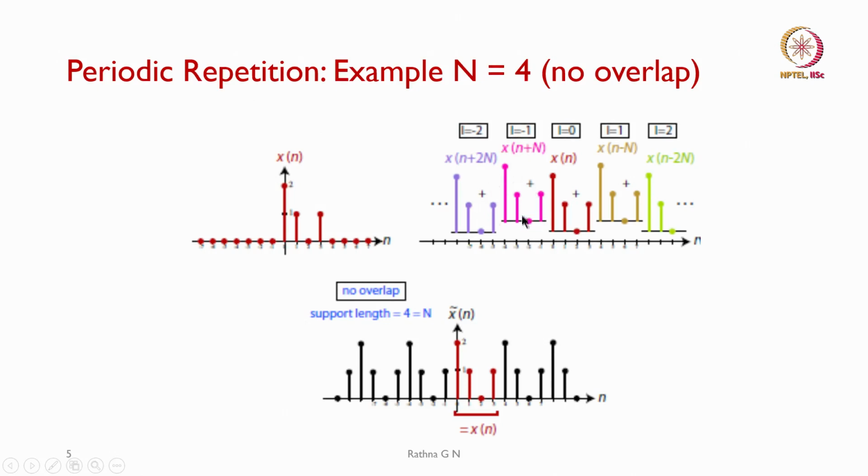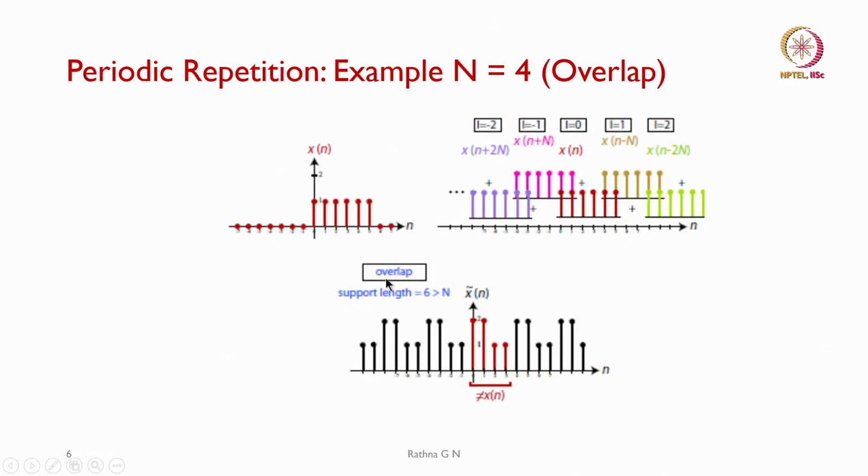So, the 4 samples are repeated here the same way, and then all of them get added, and then we will be seeing that there is no overlap. The support length that we have taken is 4, which is equal to N. So, our x tilde of n, you will be seeing that this is the x of n, and then this is L equal to 1, and this side L equal to minus 1. So, you will be seeing the repetition of it. This is the periodic repetition that is shown pictorially.